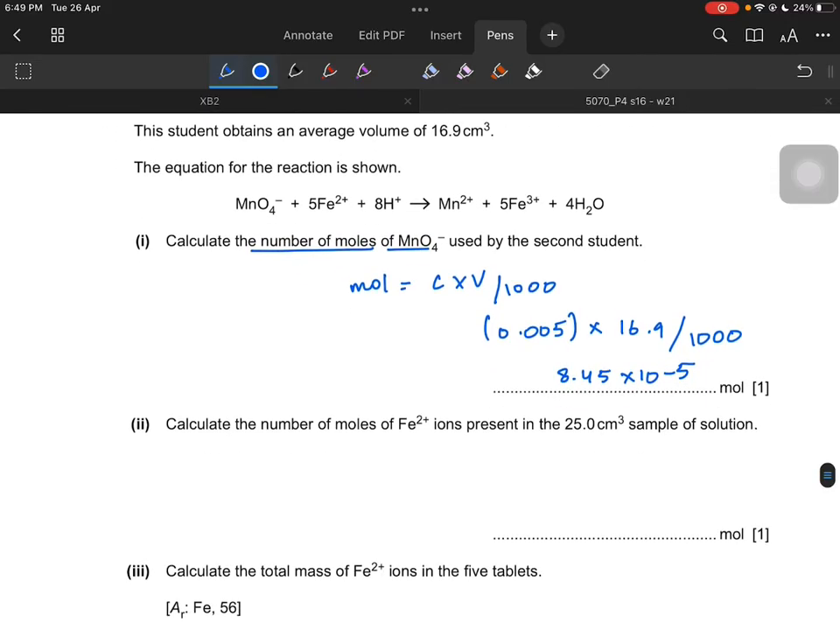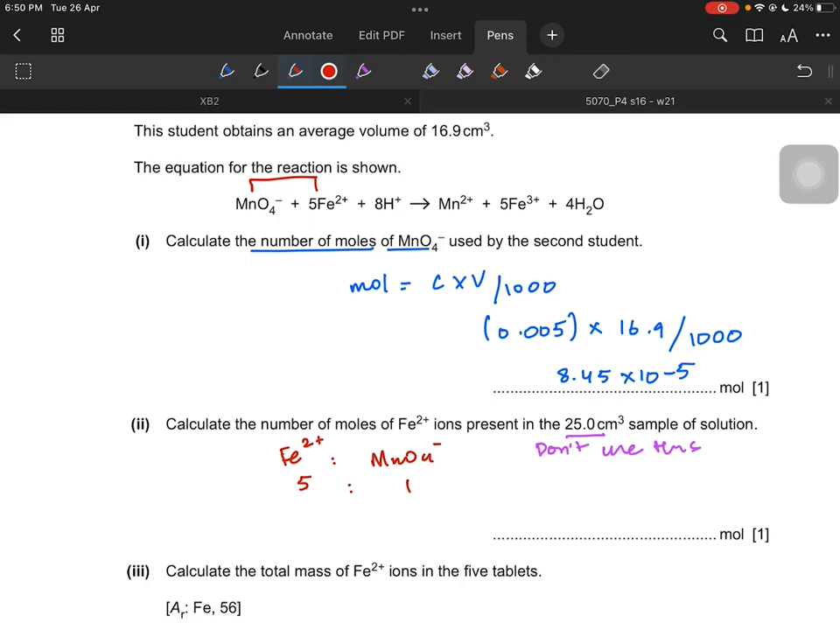Then it says, calculate the number of moles of iron 2 ions present in the 25.0 centimeter cube solution. We can't use that, because this is just the volume. We don't have the concentration with us. So what do we do? We apply a ratio method over here, and the mole ratio is between iron and manganate. We know that the mole ratio between them is 1:5. So manganate is 1, iron is 5.